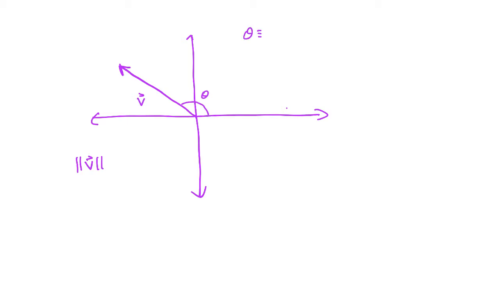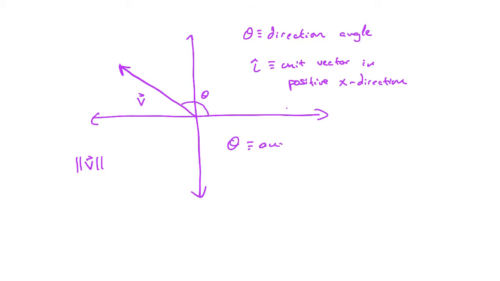And theta being the direction angle really just means that it's going to be the angle between, if we wanted to think about the unit vector i, so the unit vector in the positive x direction, then the direction angle is really just the angle between our vector v and our vector i. And so that's going to be our direction angle.